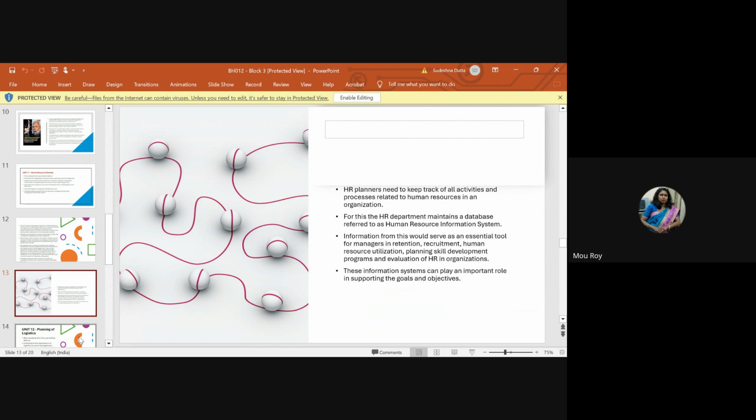employees are being stored. Am I right, Kaberu? There is this software HRIS, Human Resource Information System, where the data are being kept. Yes, ma'am.